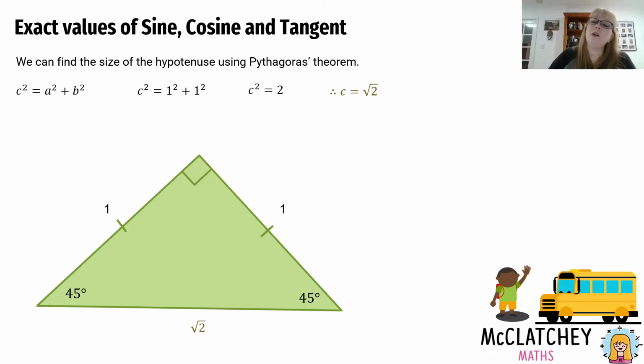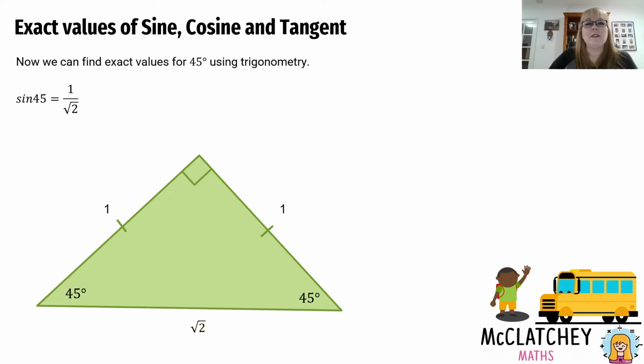So our hypotenuse is the square root of 2. We'll leave that as a surd, an exact value. Okay, now we can find our ratios. So either of those, 45, because our opposite is 1, and our hypotenuse is root 2.